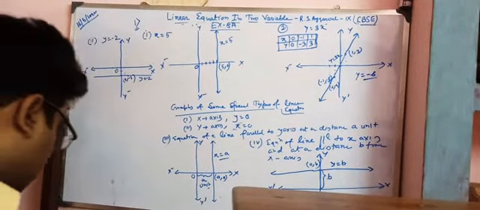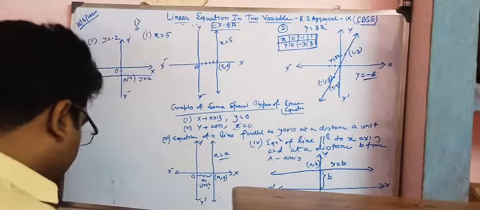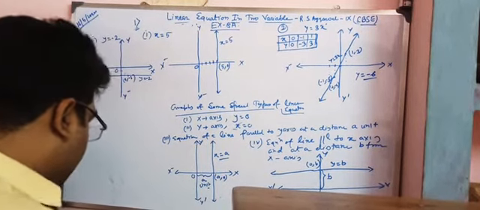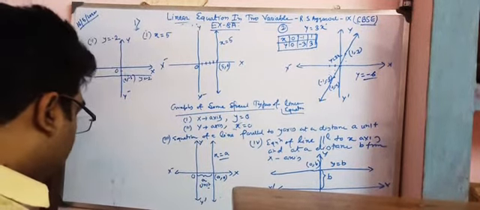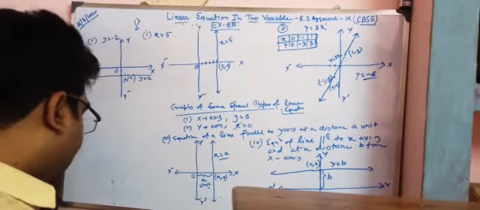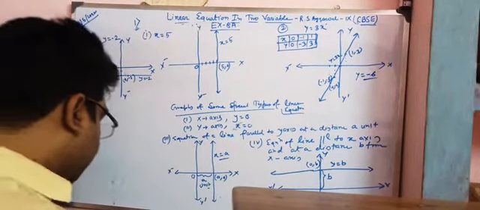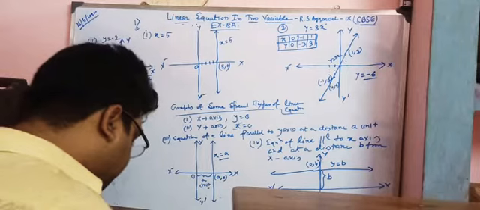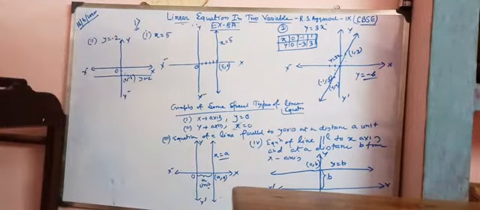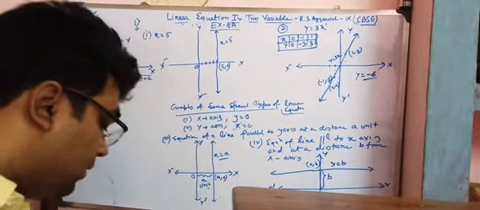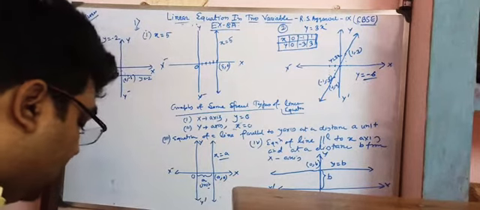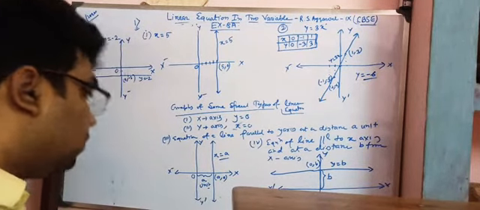Next question, draw a graph of the equation x plus 2y is equal to 3 and from your graph find the value of y when x is equal to 5. So these are all the questions that you have to do.